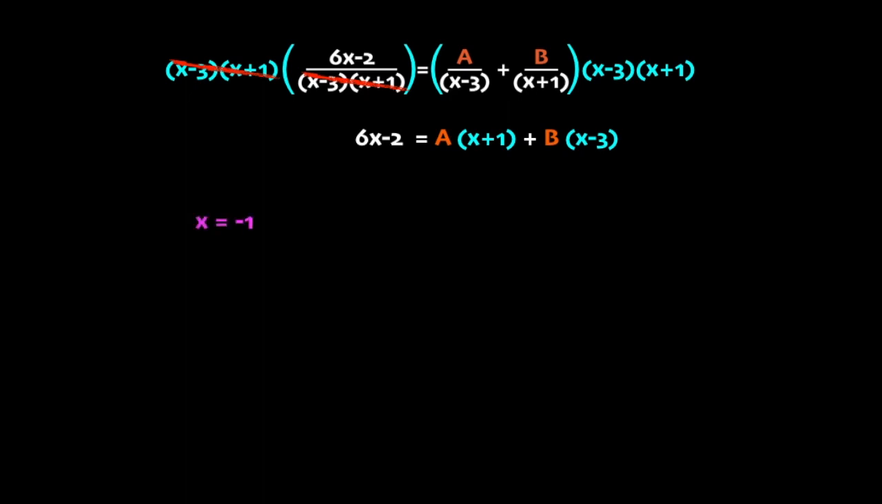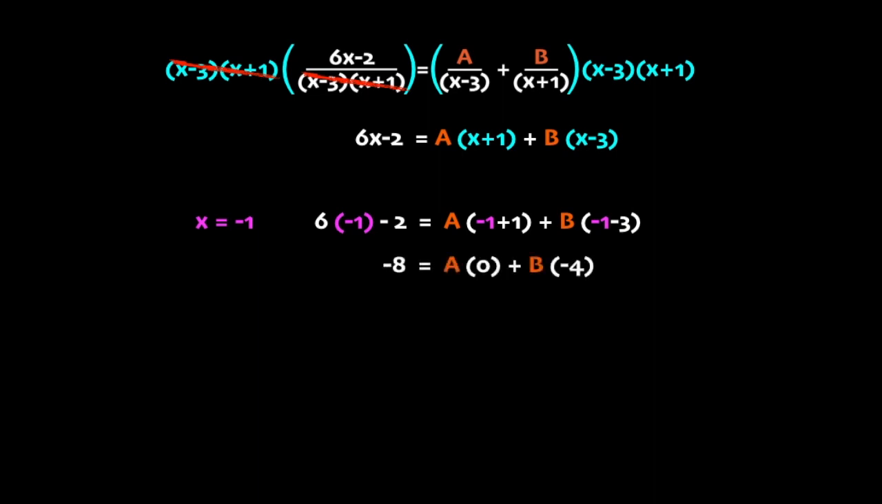So plugging in x equals minus 1 is going to give us 6 times minus 1 minus 2 on the left, and on the right we're going to have a times minus 1 plus 1 plus b times minus 1 minus 3. Simplifying is going to give us minus 8 is equal to 0 plus b times minus 4. And so that's going to leave us with b is equal to 2.